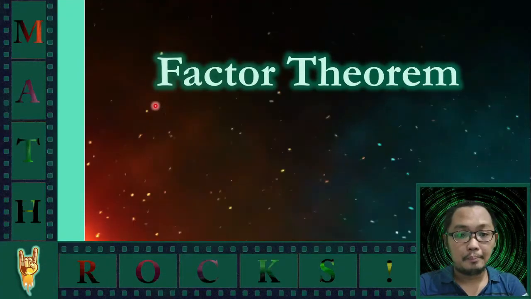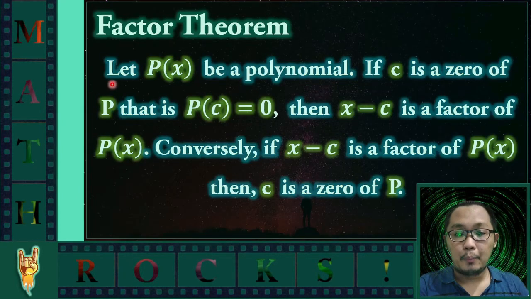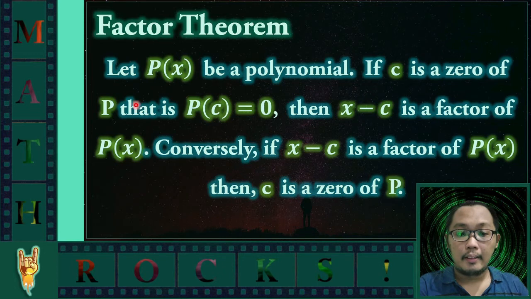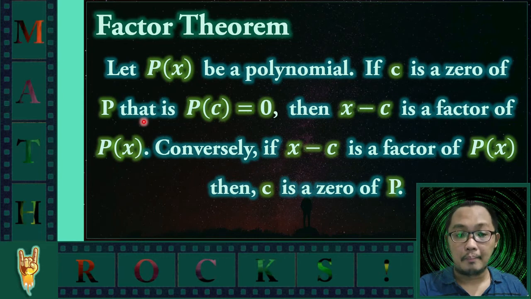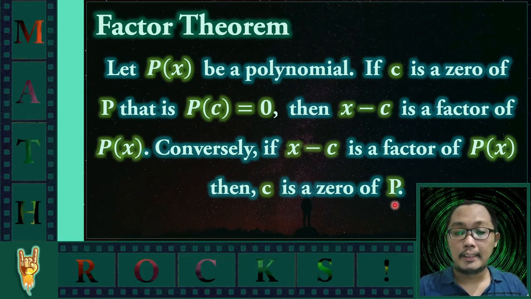Factor theorem. The factor theorem states that if we let p of x be a polynomial, if c is a zero of p, that is, p of c is equal to 0, then x minus c is a factor of p of x. Conversely, if x minus c is a factor of p of x, then c is a zero of p.